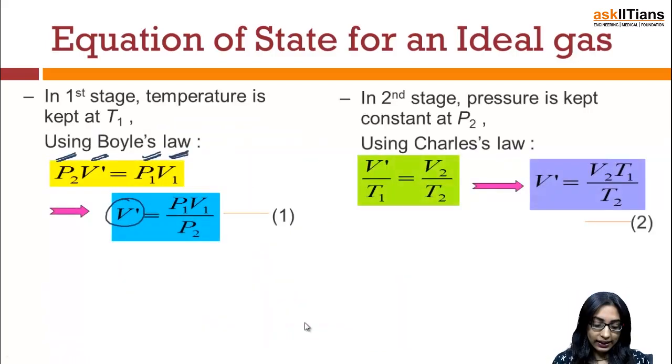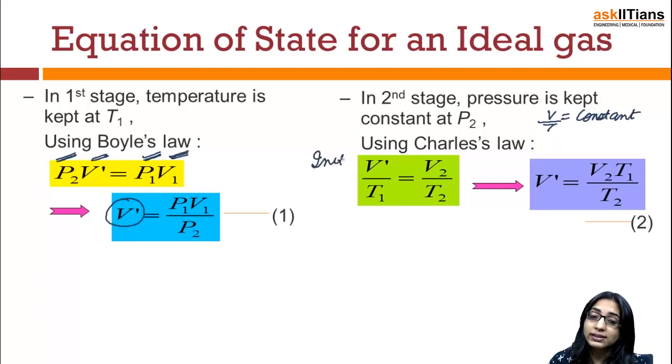Now again in this case, if I say in the second stage pressure is kept constant and if I ask you to use Charles law, you can again write according to Charles law V by T is nothing but constant. So if V by T is constant, you can write for the initial case V dash by T1 will be equal to the final case which will be V2 by T2. So just take the value of V dash from here, which becomes equal to V2 into T1 by T2.